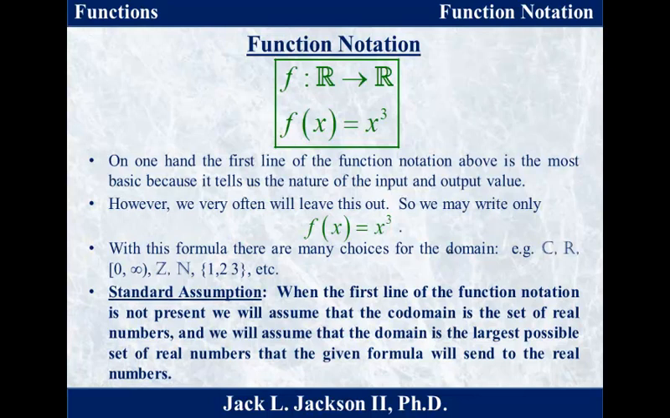So we'll automatically assume this last part. And we'll also assume that the domain is the largest possible subset of the real numbers, so that the given formula will send them to real numbers. So you basically want to think of the domain being all real numbers and the codomain being real numbers, unless there's something inherent in the formula that says that it will not take those real numbers to a real number, then we throw those out. And let's look at a couple of examples of where this might happen.